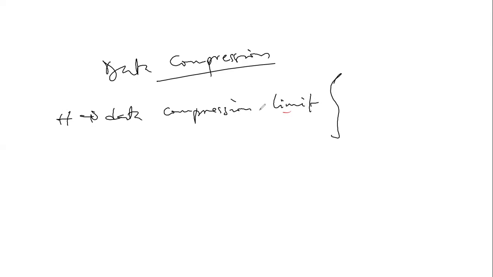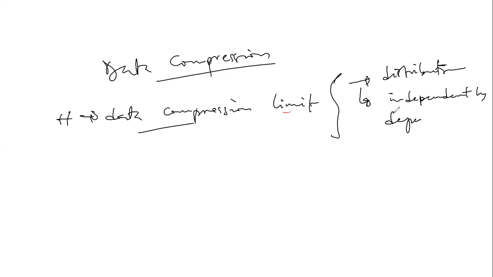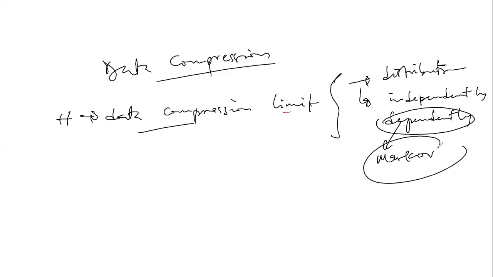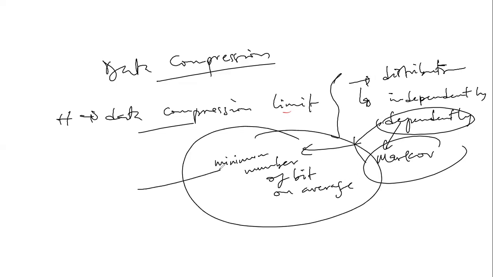how then can we evaluate this limit given certain distributions? Okay. So our random variables could be independently distributed or dependently distributed. Okay. So when there's some level of dependence, then we can't help but evaluate using a Markov chain, okay? And then we know that whichever way, going by the distribution, our goal is to figure out the minimum number of bits, on average, that will be able to represent that source symbol before transmission or storage.